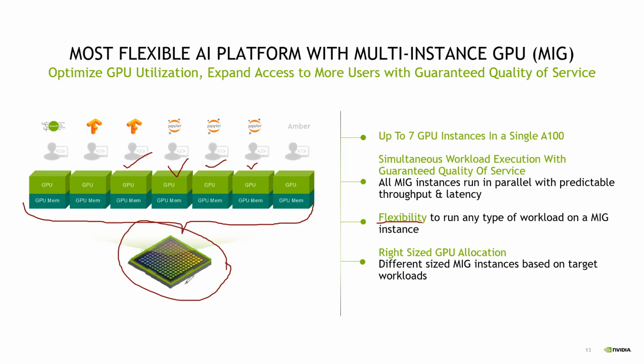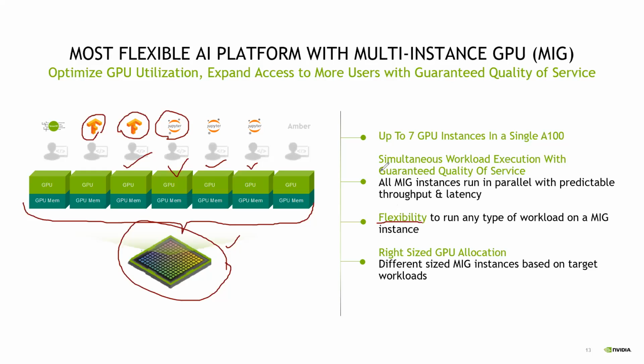So it is possible that a single GPU is being used for training, and it is being used for production of the same application also. It is used for other purposes also. So anything that you can think of can be done inside a single GPU. And this is the beauty of MIG.